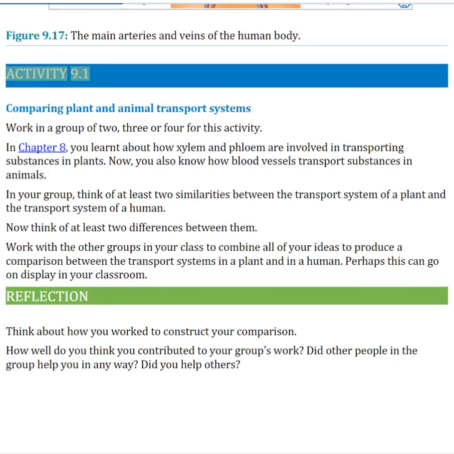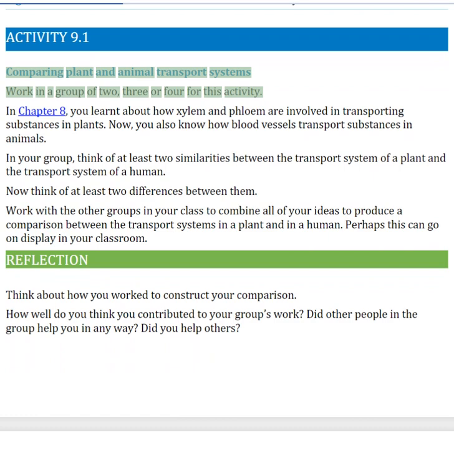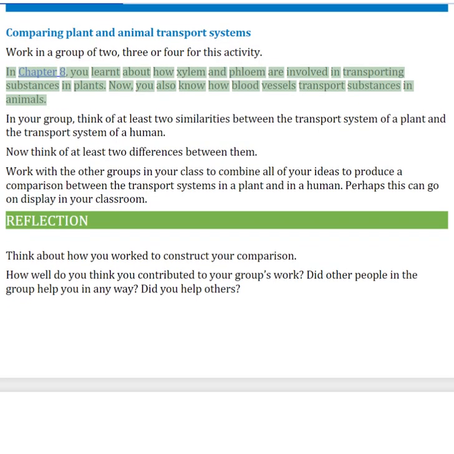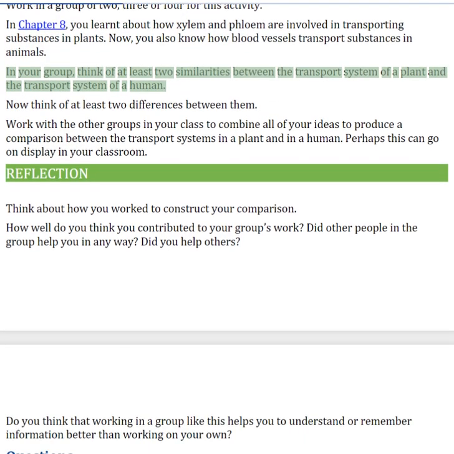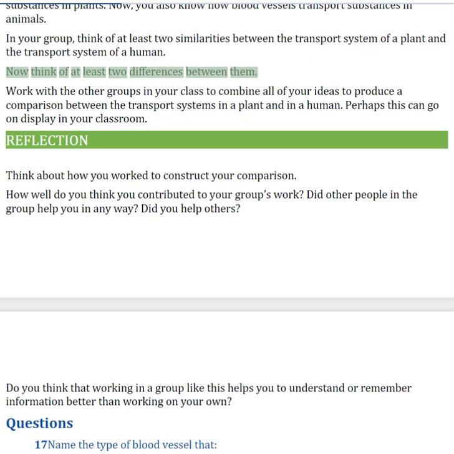Activity 9.1. Comparing plant and animal transport systems. Work in a group of 2, 3 or 4 for this activity. In Chapter 8, you learnt about how xylem and phloem are involved in transporting substances in plants. Now, you also know how blood vessels transport substances in animals. In your group, think of at least 2 similarities between the transport system of a plant and the transport system of a human. Now think of at least 2 differences between them.